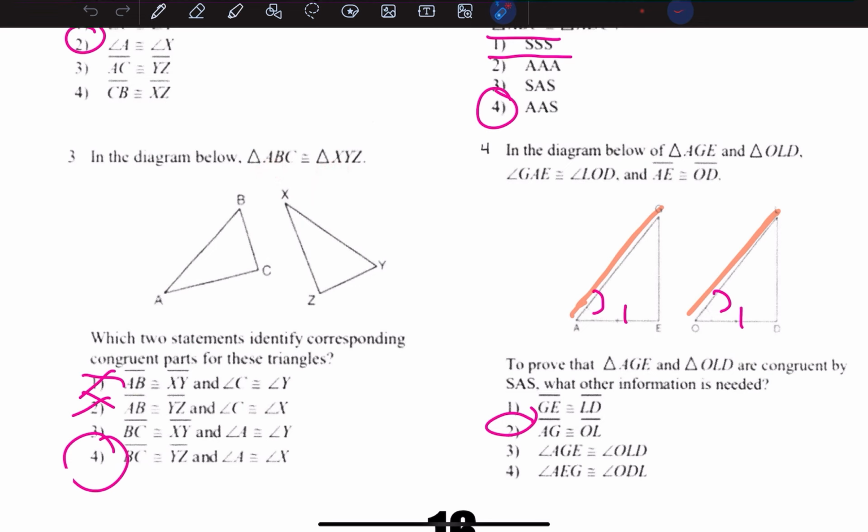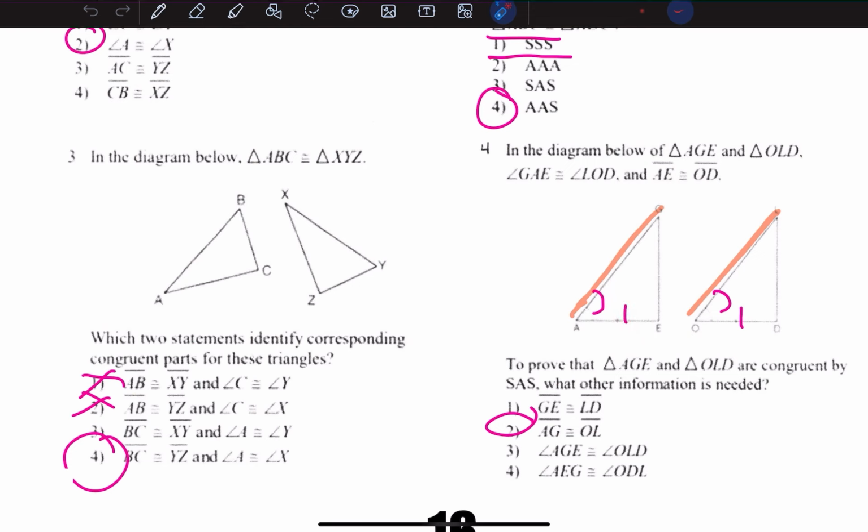In the diagram below, triangle AGE and triangle OLD, we know that angle GAE is congruent to LOD. So I have this marked here. I start with one congruent angle. You also know that AE is congruent to OD.